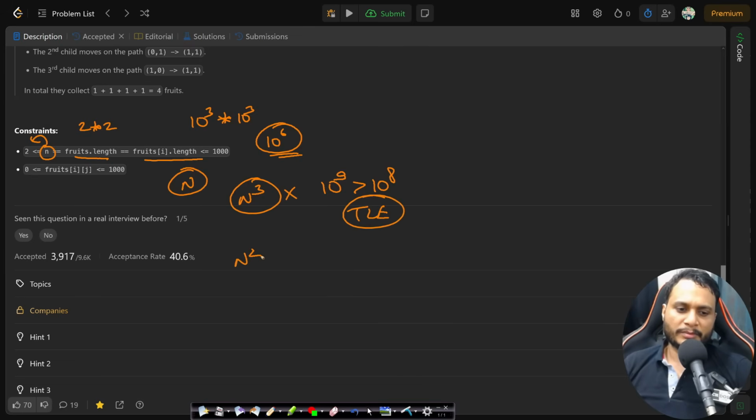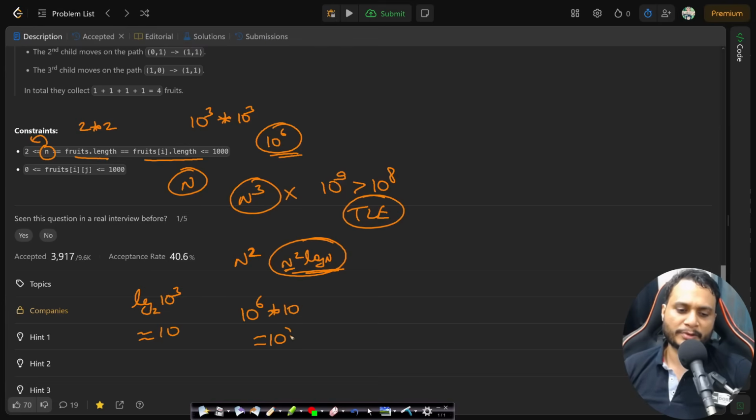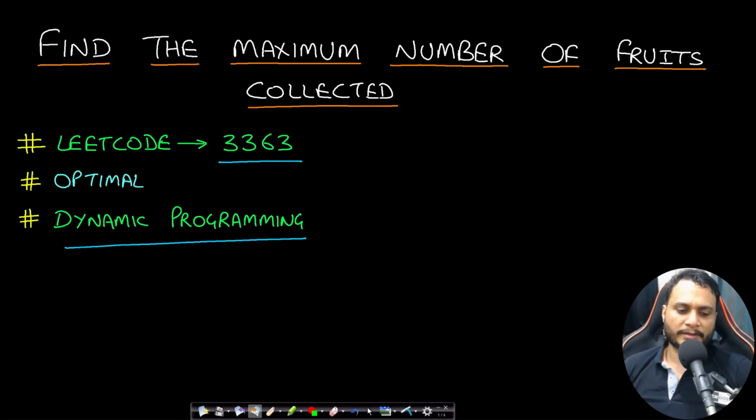So we need an algorithm with n square runtime or n square log n in the worst case, but not more than that. Because log of 10^3 base 2 will be equivalent to 10, and 10^6, which is n square, times log n, which is 10, will be equivalent to 10^7, which is less than 10^8. Since we know 10^8 is the standard for 1 second, I need to run it better than 1 second. So n square log n will be fine, or n square will be fine. I should not exceed n square log n. Now, having understood this, let's look at the observations.